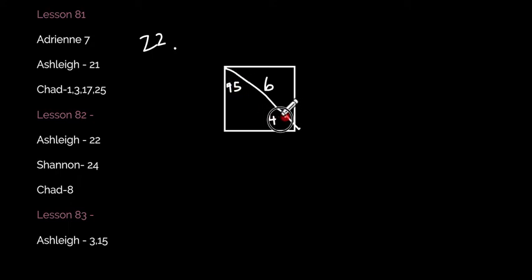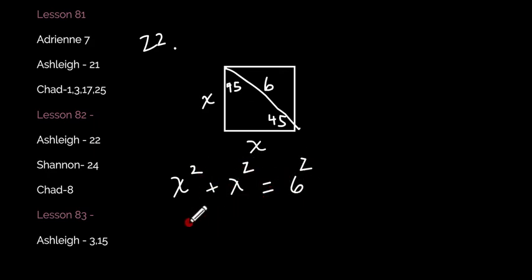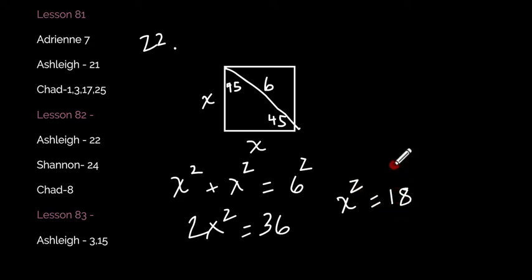So you can work it using similar triangles, but I like to do it this way. This is x, this is x. You know they're going to be the same, it's a square. So I use the Pythagorean theorem. x squared plus x squared equals 6 squared. So we're going to get 2x squared equals 36, and x squared equals 18. Hopefully I get this right.